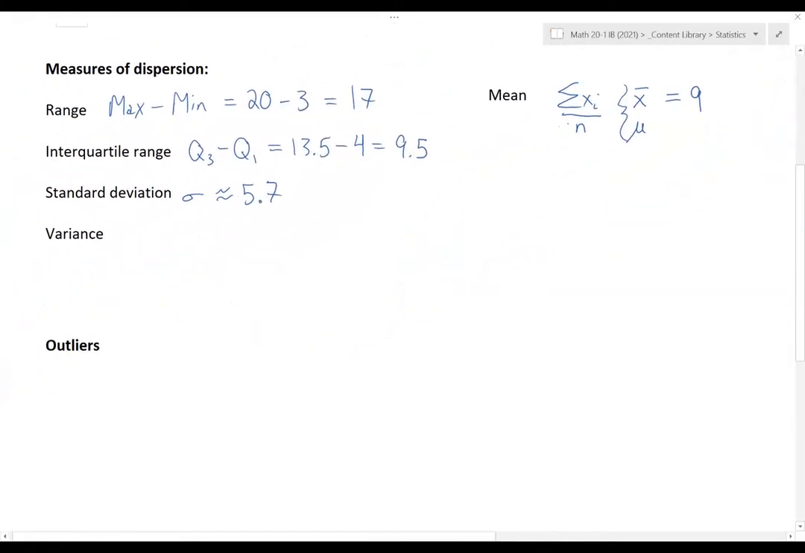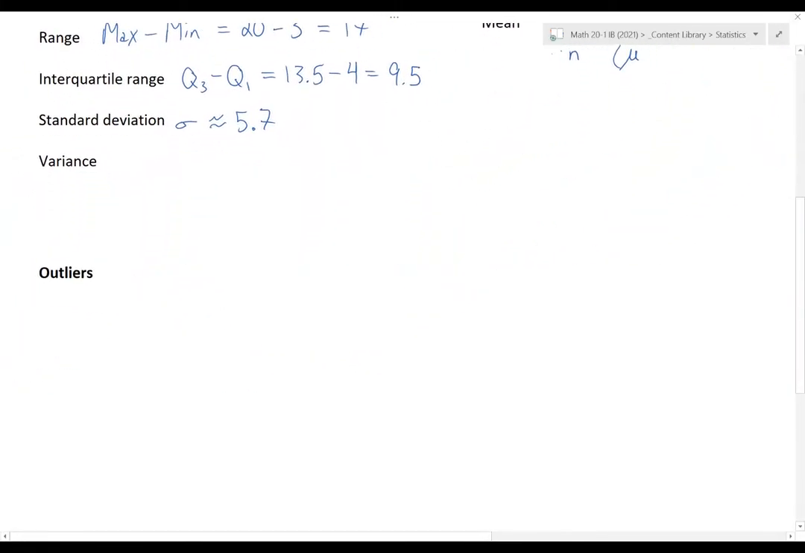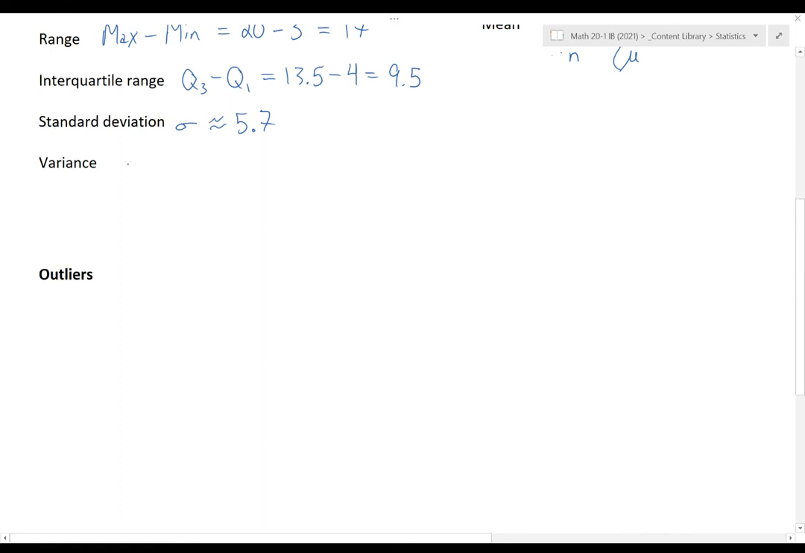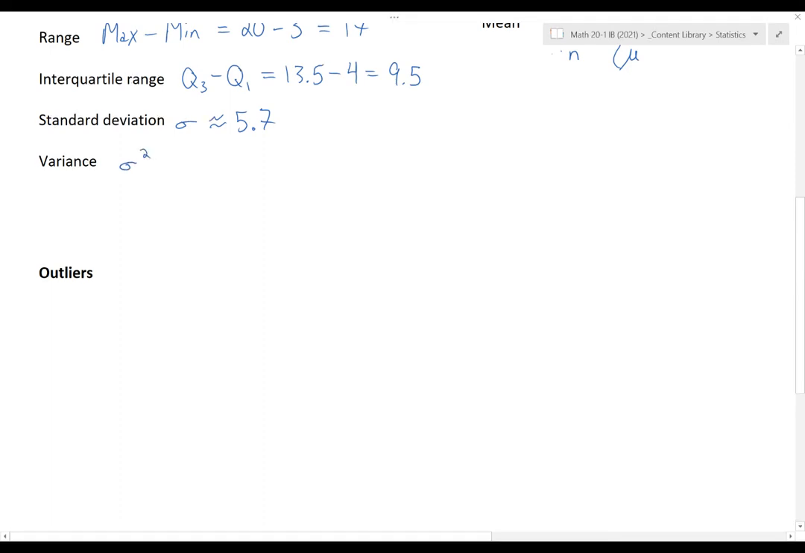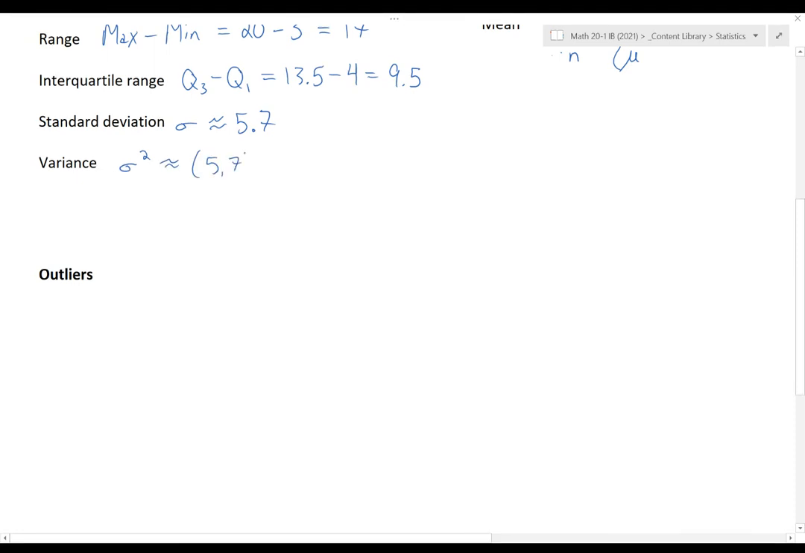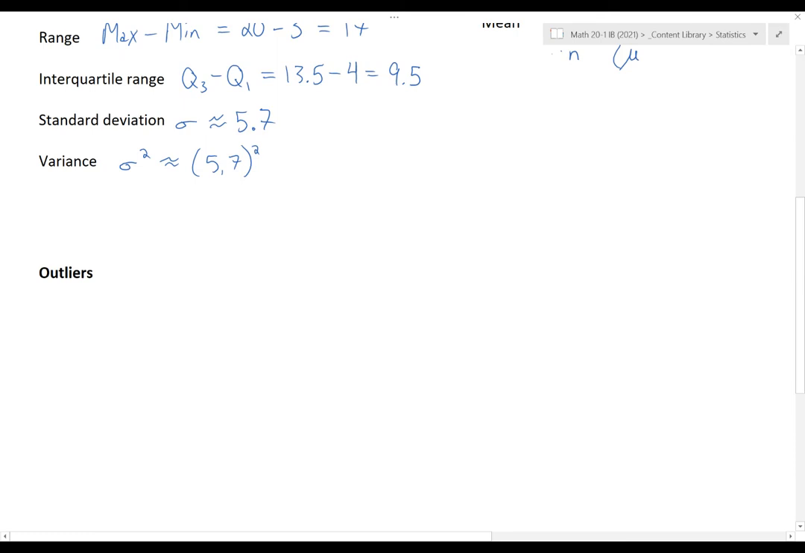So let's talk a little bit about outliers. First, variance. Variance is the standard deviation squared. So in this case, that would be the 5.7 squared, roughly. We use variance a lot less, but it does show up in some things. Standard deviation is the one we care about more.